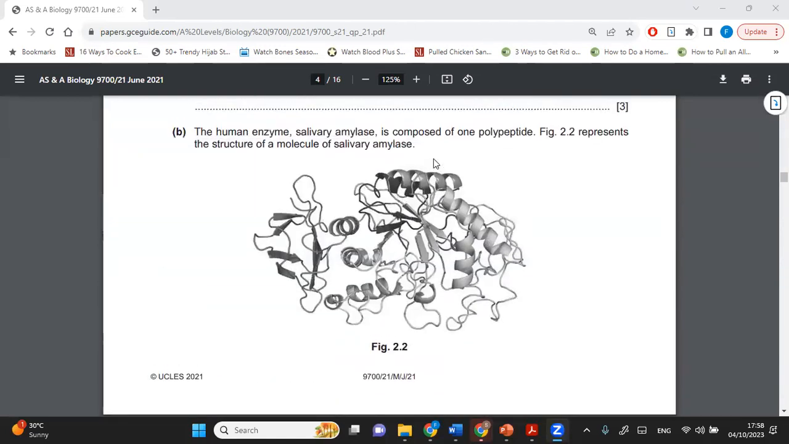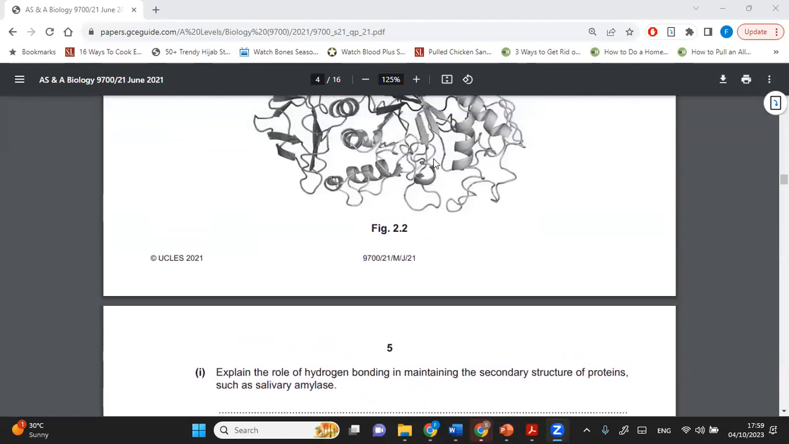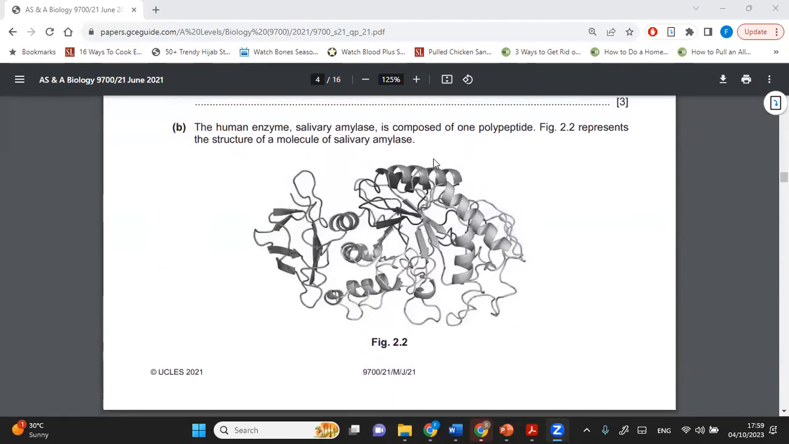What do you think? It's just a one mark question. So you don't have to give a detailed answer to it. It's a one mark question. So keeping it simple, what do you think? What is the role of hydrogen bonding in maintaining the secondary structure of proteins?